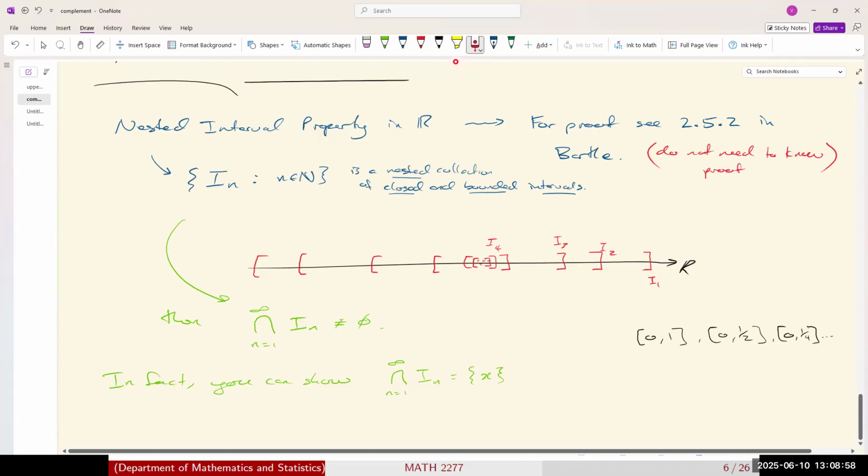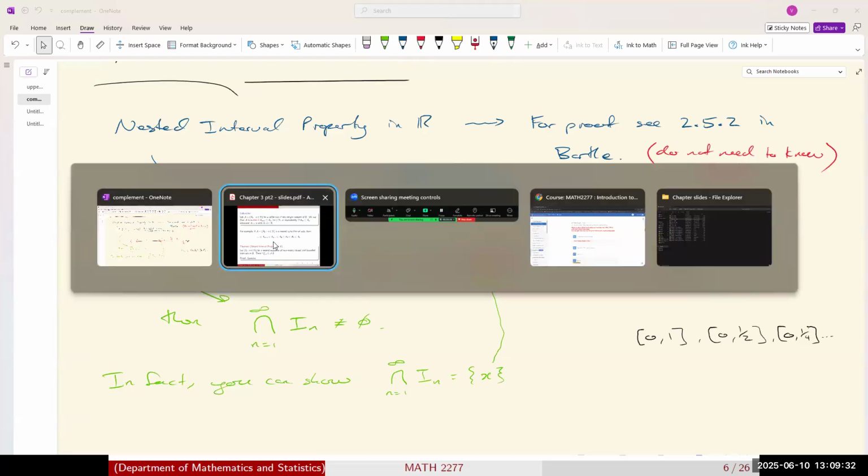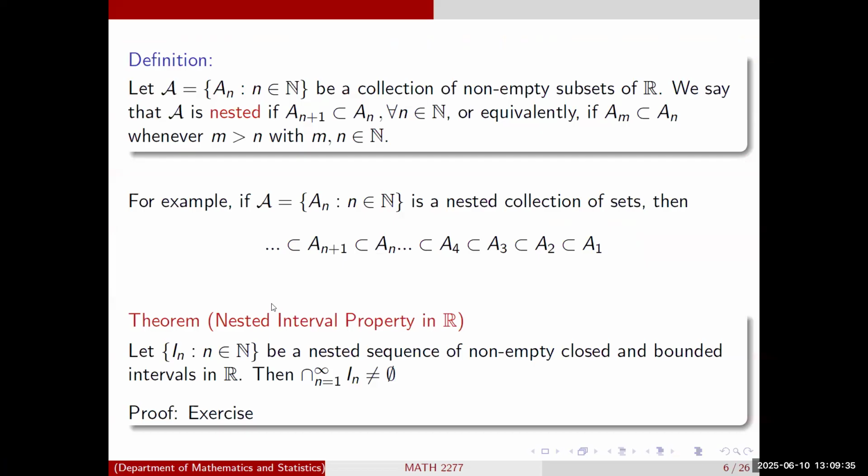What I'm saying is that you can not only show that they contain at least one element in common, you can show that they contain exactly one element in common. There's only one x in there. And it's actually a very useful result. I don't think we use it again in this course, but it's used to prove many other things. So we have it over here, the nested interval property in R.